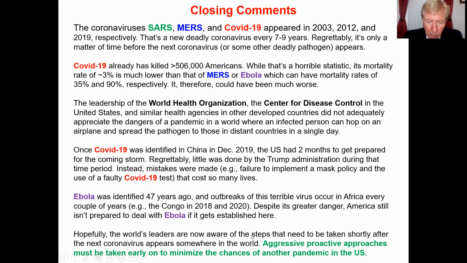Hopefully, the world's leaders are now aware of the steps that need to be taken shortly after the next coronavirus appears somewhere in the world. Aggressive, proactive approaches must be taken early on to minimize the chance of another pandemic in the United States. We all believe America does everything great, but we did a terrible job. The country that did it right was South Korea, and we have to use South Korea's example moving forward.